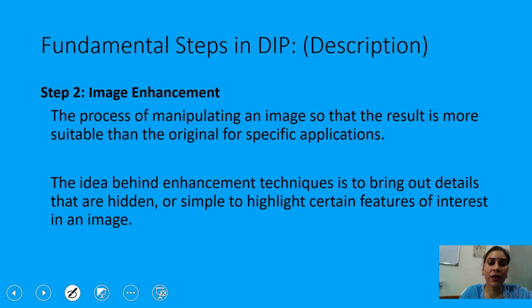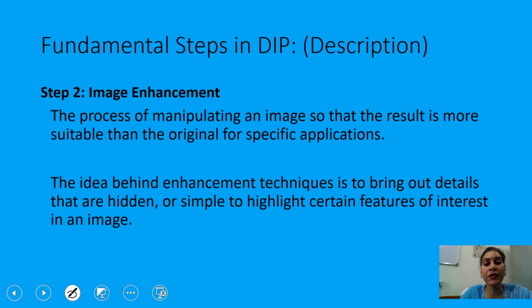Then image enhancement, the process of manipulating an image so that the result is more suitable than the original for a specific application. For example, we want to remove the noise, we want to improve the contrast. So these are parts of image enhancement.